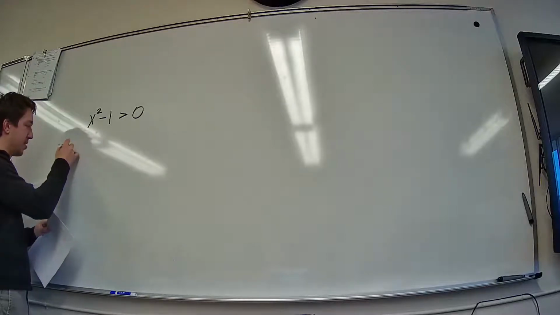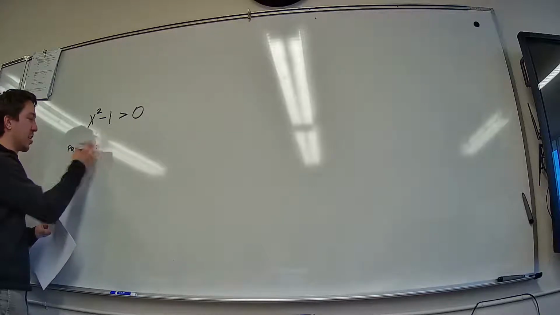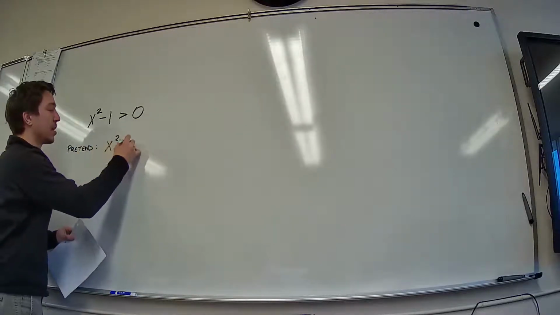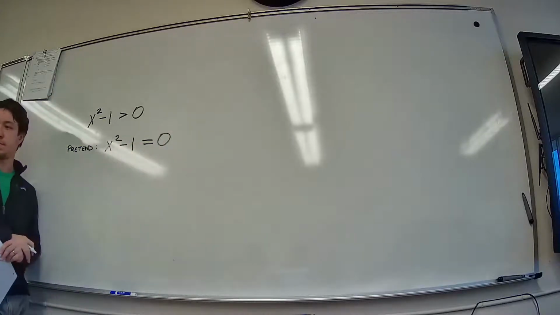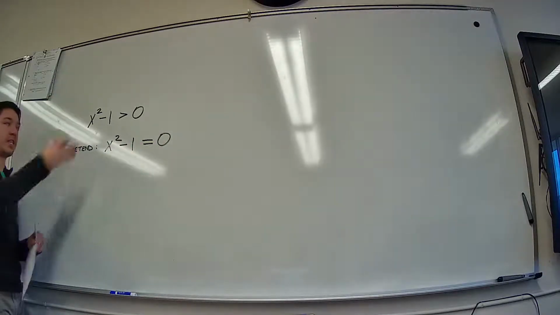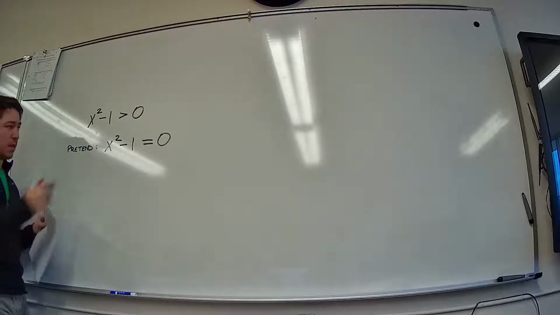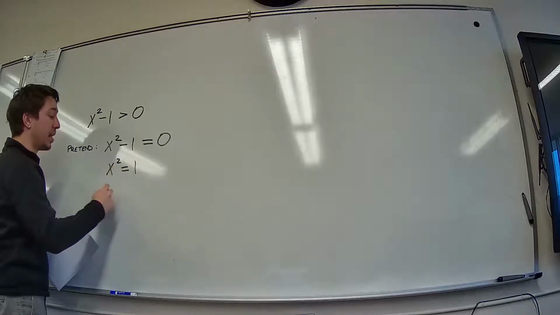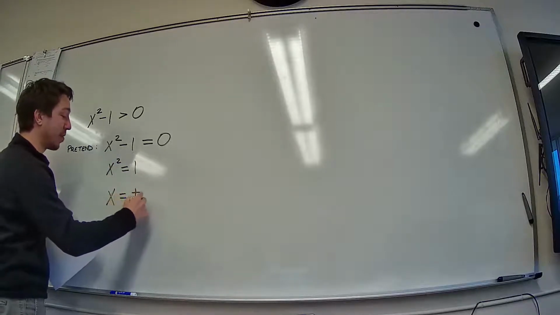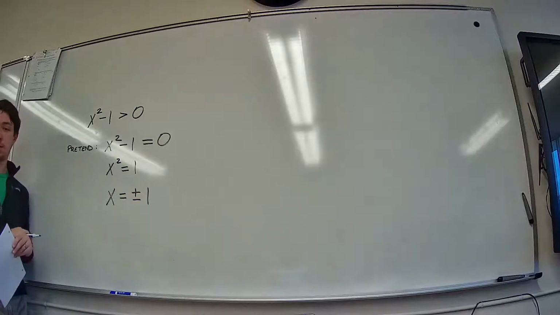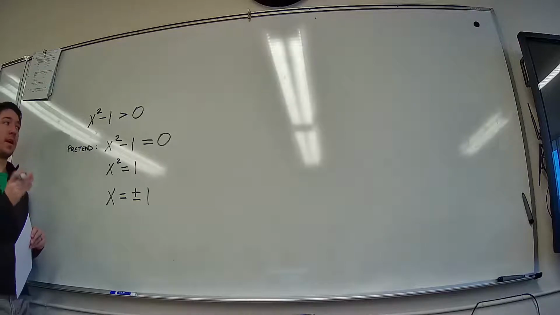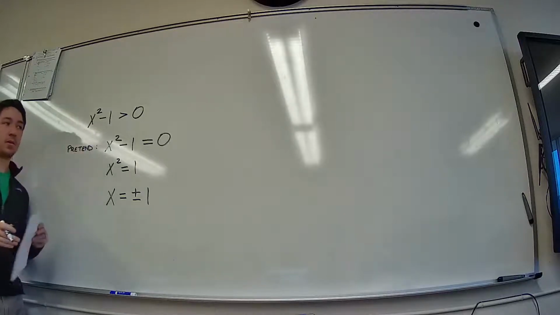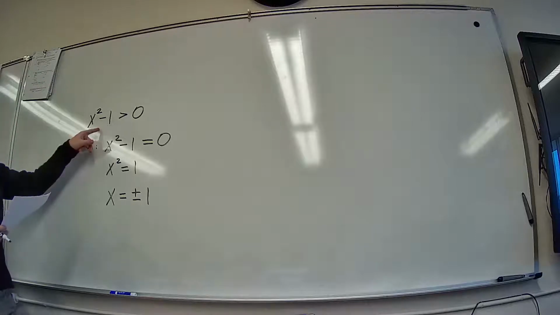What you do is you pretend, it's not really pretending strictly, but we're going to pretend that the question is x squared minus 1 equals 0. So we're going to pretend it's an equation, not an inequality. We're going to solve it. What's the solution to this? 1 and negative 1. Is everyone fine with that? Now remember, the question isn't what values of x make this equal to 0. The question really is what values of x make this greater than 0.